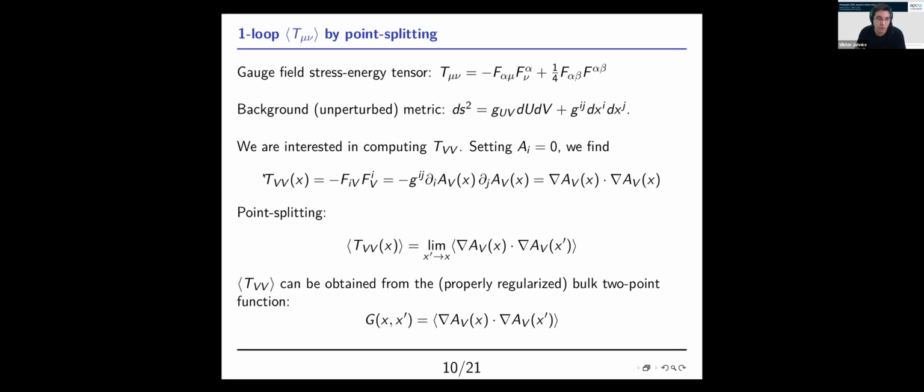If I want to compute the quantum expectation value, I could just take an expectation value on both sides of this equation. But on the right-hand side, I would end up with some divergence because I have two fields computed at the same point. So you need to somehow regularize this. The method we used here is the so-called point splitting method, in which you compute each field at a separate point. Basically this expectation value of the stress energy tensor can be computed from a 2-point function after a proper regularization.